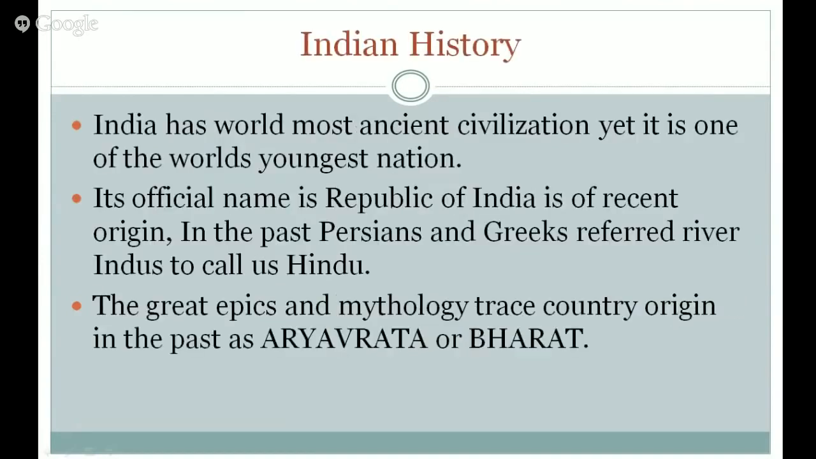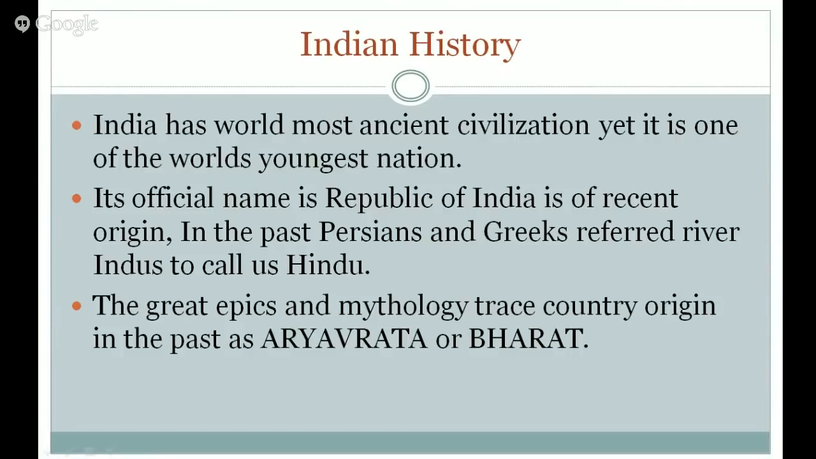Let's go through this. So let's discuss first what is India. India has the world's most ancient civilization. It is one of the world's youngest nations, and its official name, Republic of India, is of recent origin. This Republic of India we call it recently.